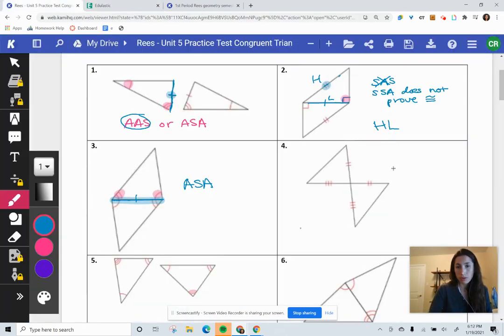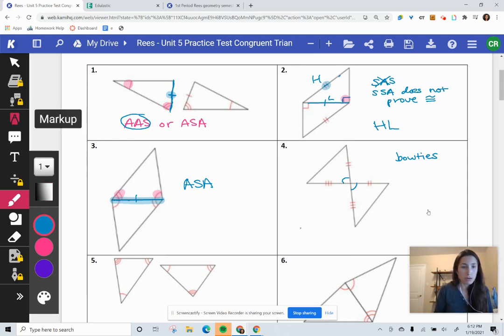Okay, on to number 4. I call these my bow tie questions. Anytime you see triangles that look like bow ties, we are going to mark the angles that are vertical congruent. So I'm going to put a vertical angle mark here and here. Remember, vertical angles and reflexive sides are really the only things you can add to the diagram without having written-out given information.